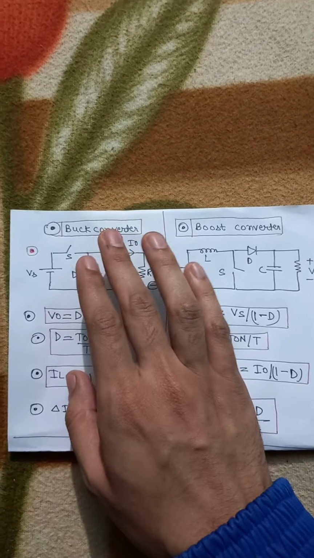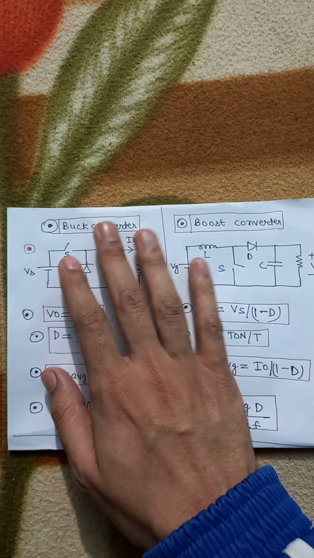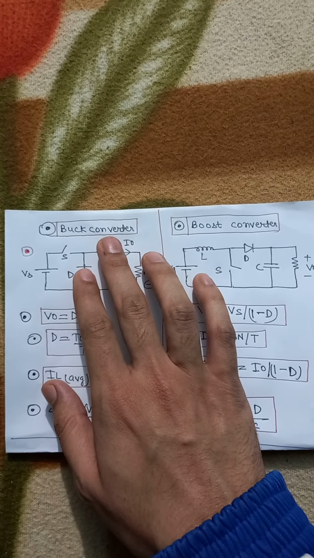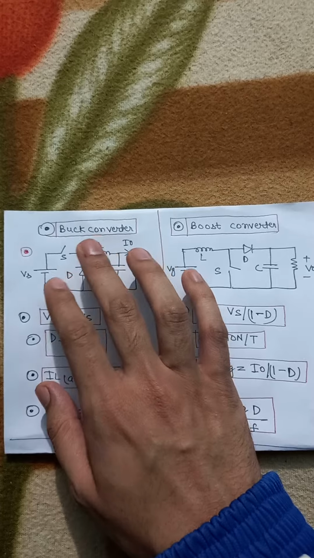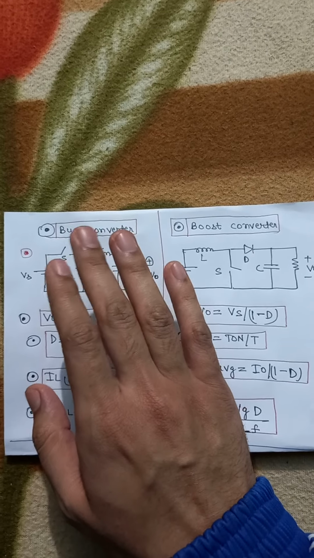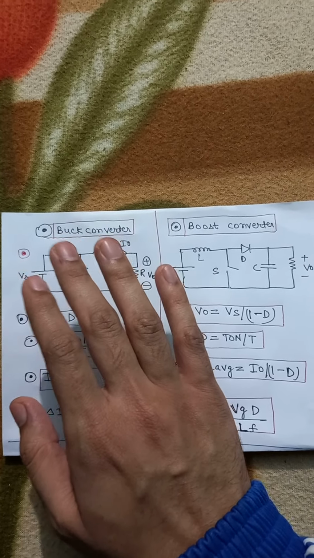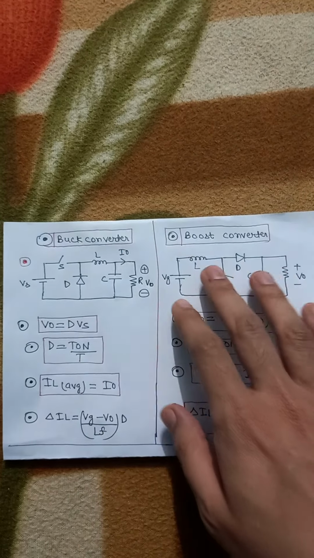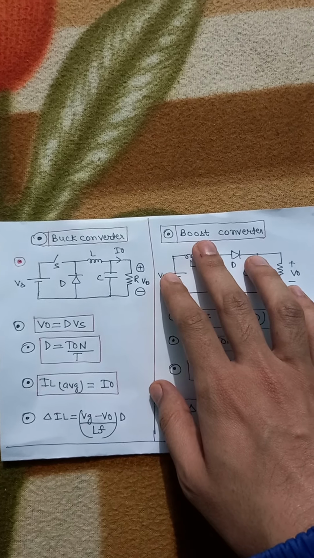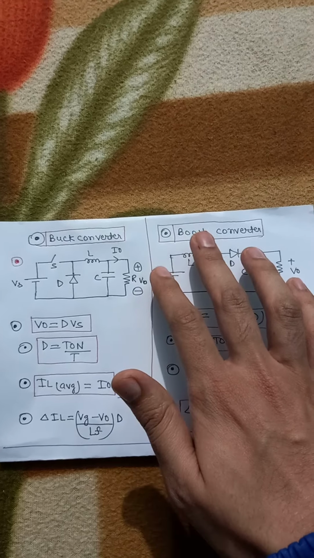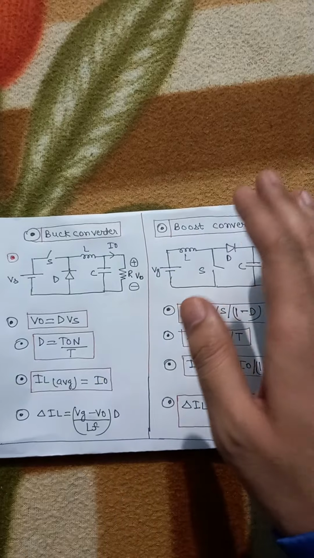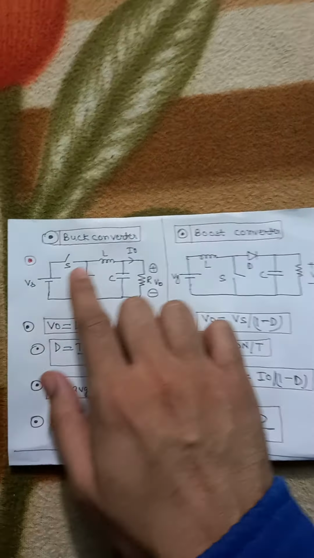Hello friends, here we discuss some basic points about the buck converter and the boost converter. Firstly, the definition of a buck converter: in a buck converter, the output voltage is normally less than the input voltage. That is called a buck converter. In a boost converter, the output voltage is always greater than the input voltage, which means boosting. Boosting the voltage means the output voltage gets boosted, so it is always greater than the input voltage.